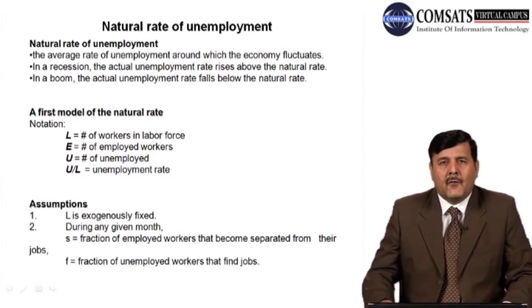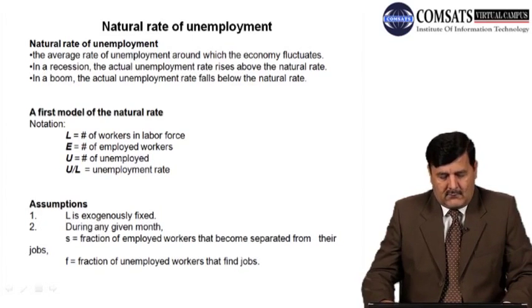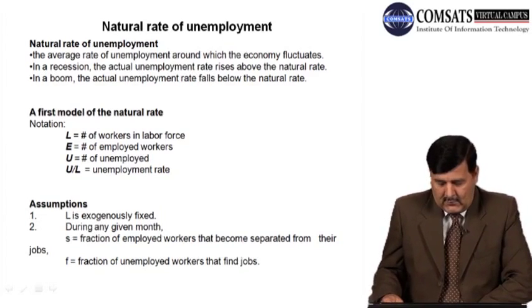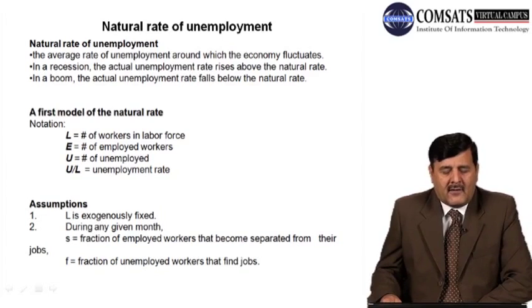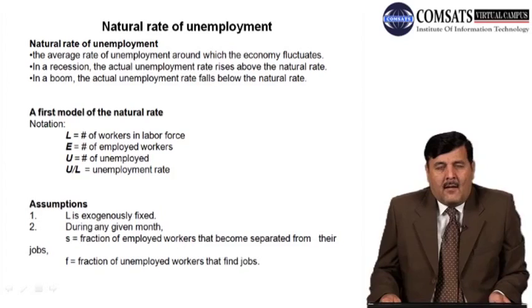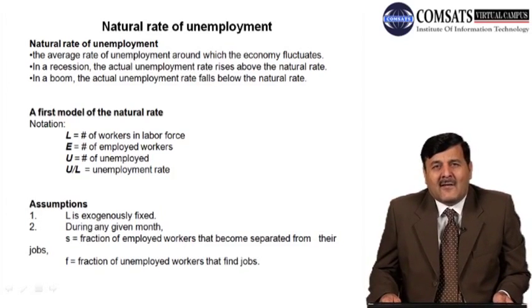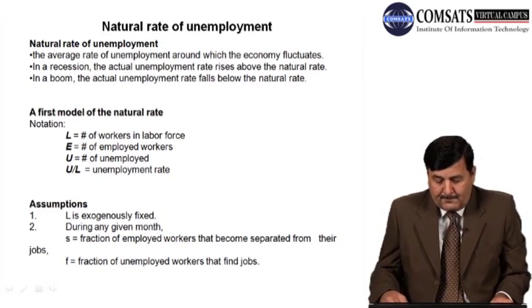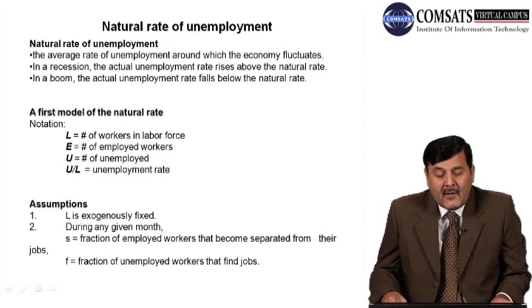Now before we proceed further, we have to assume few things. We have to make certain assumptions to proceed further in this unemployment issue. We say that L is exogenously fixed, is given in the society during any given month. S is the fraction of employed workers who become separated from their jobs. S जो हम use करेंगे is the fraction or the percentage of employed workers who get separated from their job. F जो है, F is the fraction of unemployed workers that find a job. So these are the assumptions that we'll use in our lecture.